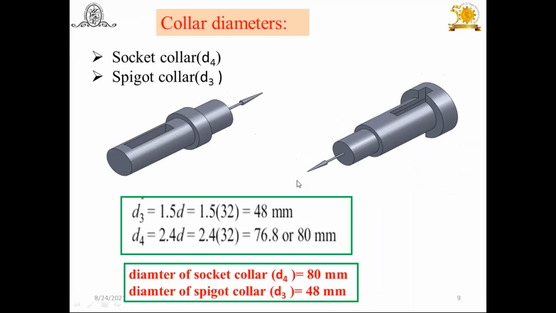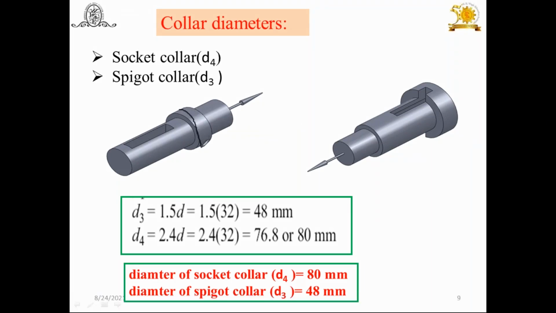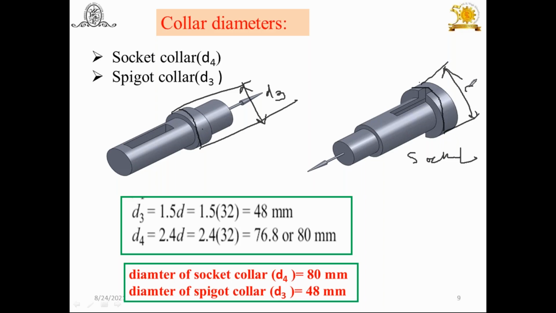Then let us see next, collar diameters. Yesterday we have seen, this is the collar diameter of the spigot. What is the collar diameter? If you observe from this side, this is the collar diameter of the spigot, denoted by D3. And this is the socket. Inside we will observe this socket collar diameter, denoted by D4. But no need to do the calculation.